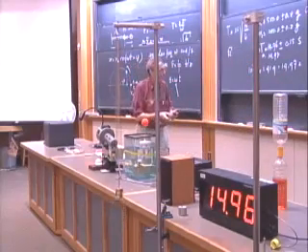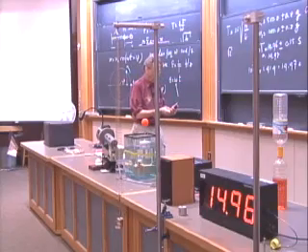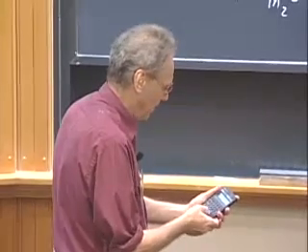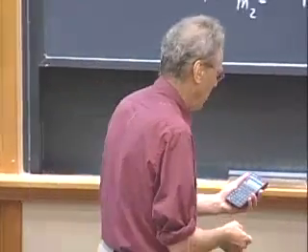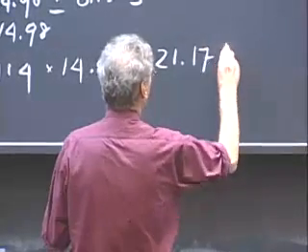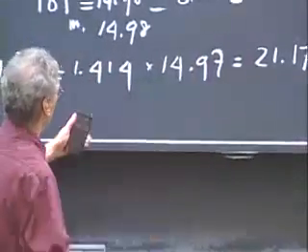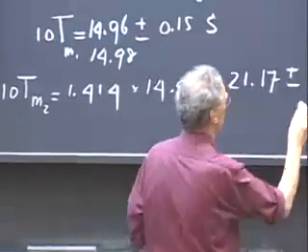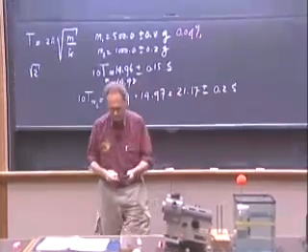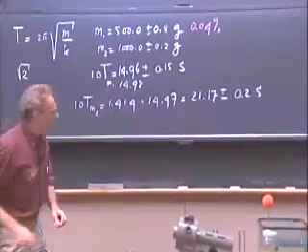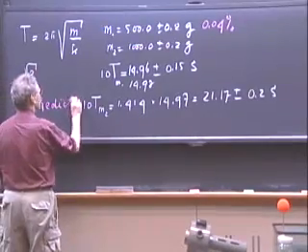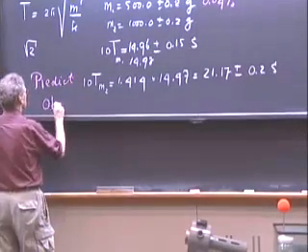So I take the 1.414, I multiply that by 14.97, and I find 21.17. And of course this has to be multiplied also by 1.4, so that becomes plus or minus 0.2 seconds. That is a prediction. And now comes the observation.